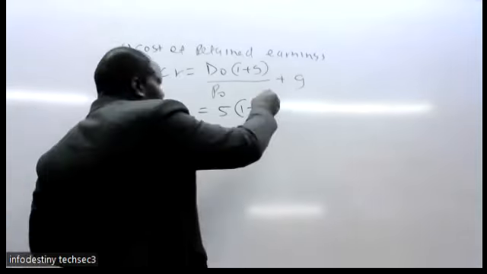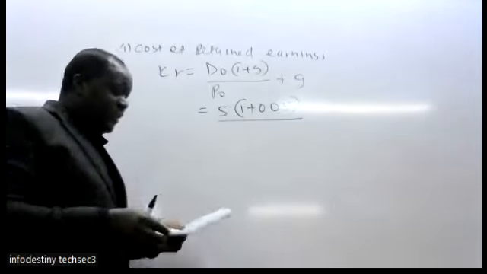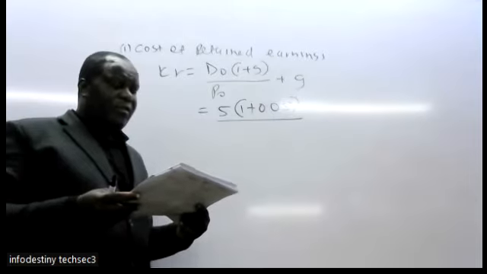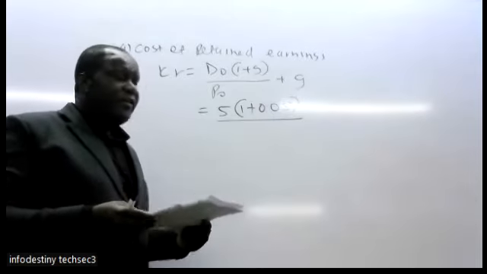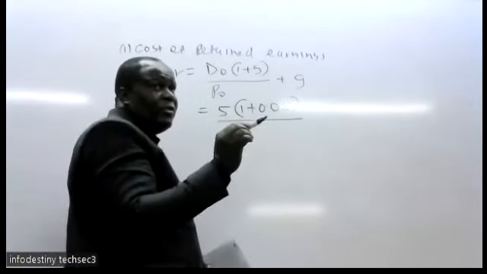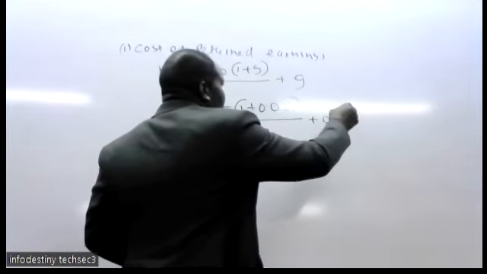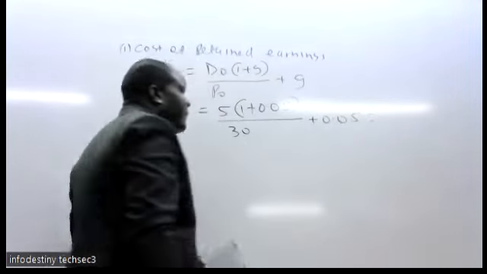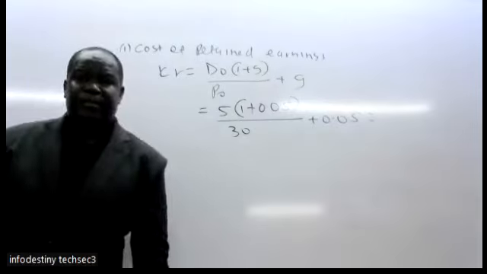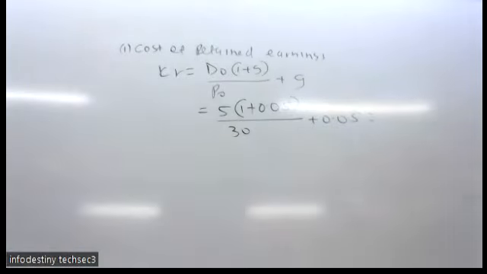So 5% is the same as 0.05. So P0 is given to you in note number two. It is how much? 30. This one we don't subtract the flotation cost, because the cost is for the retained earnings, and then you also add 0.05. Then express it as a percentage.